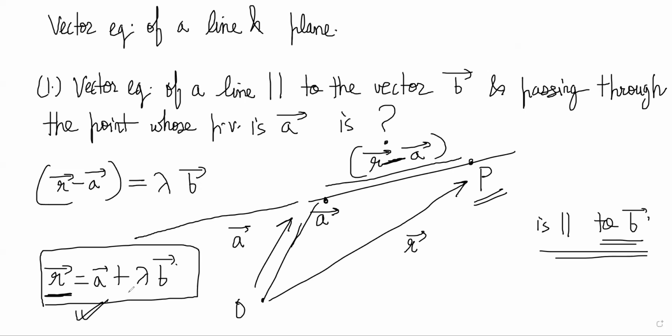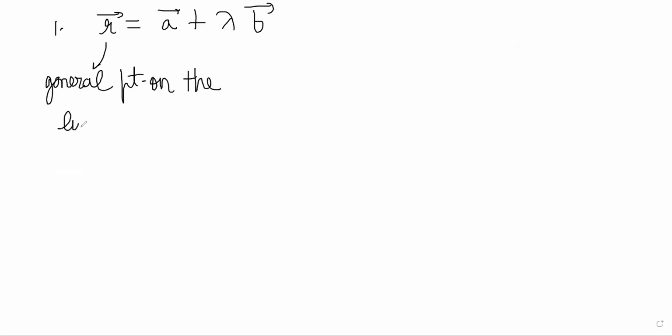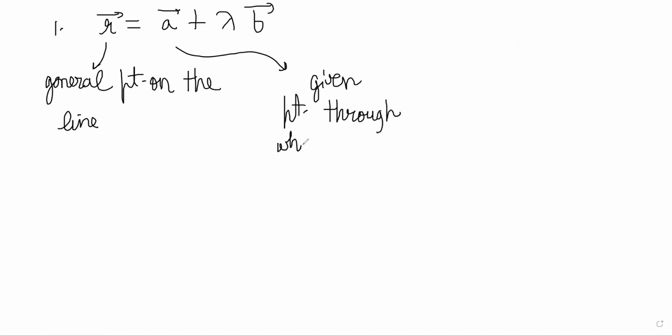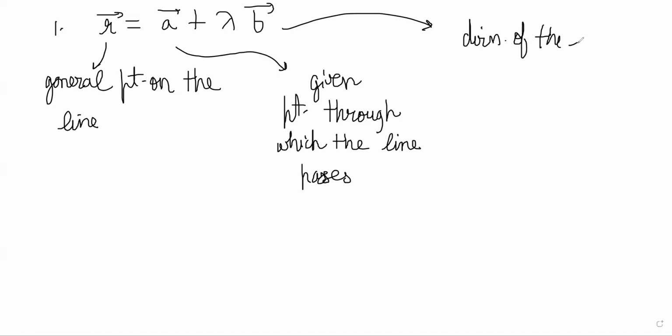Here lambda is a scalar, okay? So understand the meaning of the thing. R vector is A plus lambda B. R vector is a general point on the line. A vector is a given point through which the line passes, and B vector is the direction of the line because it is parallel to the line.